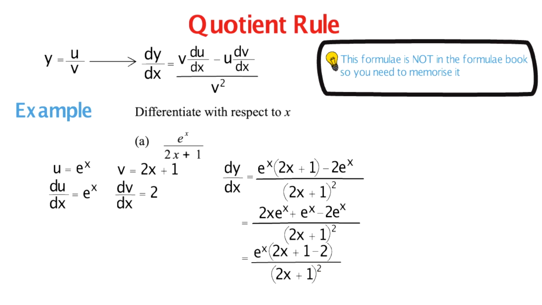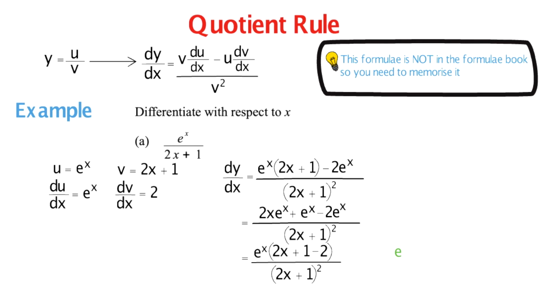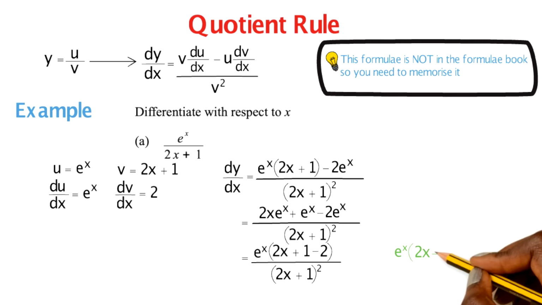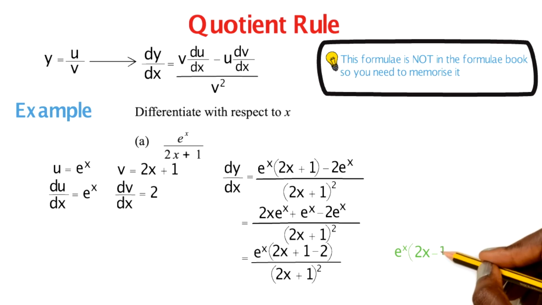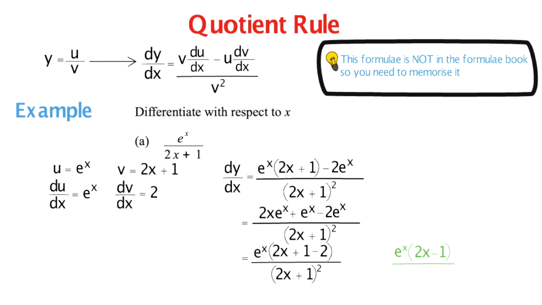And then last but not least, we're going to simplify the numerator. So this will leave us with a final answer of e to the power of x on the outside. In our brackets, it's going to be 2x minus 1. And again, we don't see any reason to expand the brackets, and so that will be your final answer. The denominator will just remain as 2x plus 1 squared. And that's it for that question.